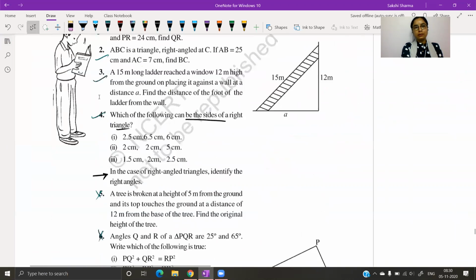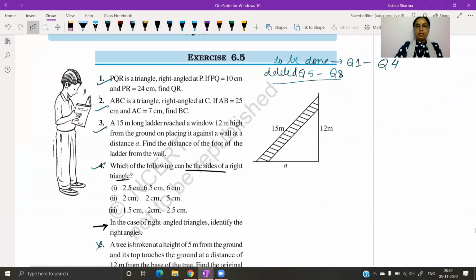Question number 1. PQR is a triangle. Okay, Sahaj, I'll just go back in a while. PQR is the triangle right angled at P. Now, what does this mean? From the very first line of your question, PQR is a triangle in which there is a right angle at P. That means PQR is a right triangle. Is that correct?